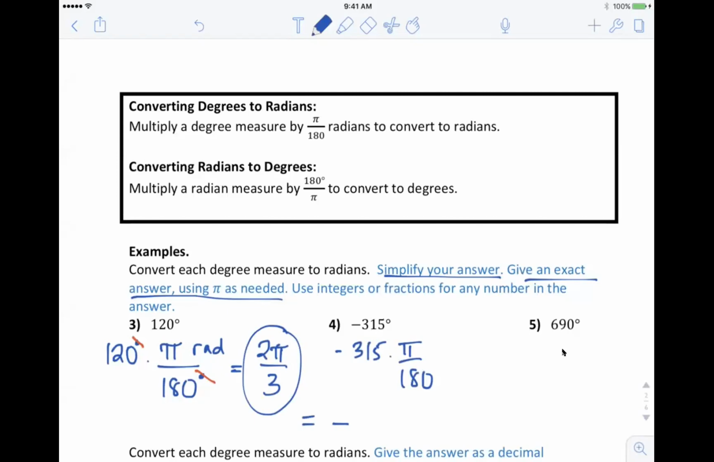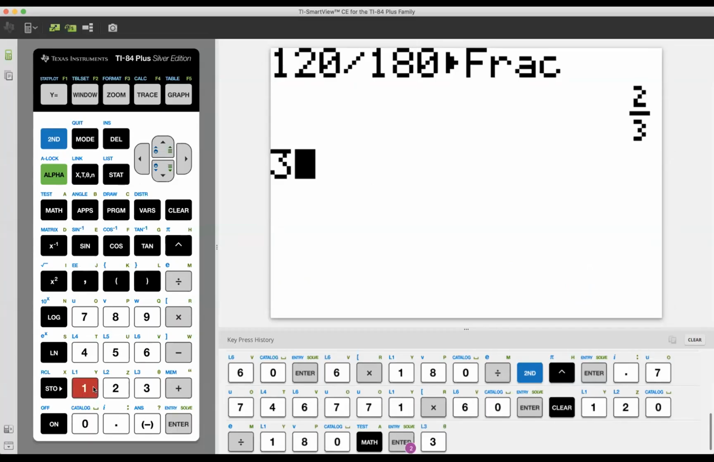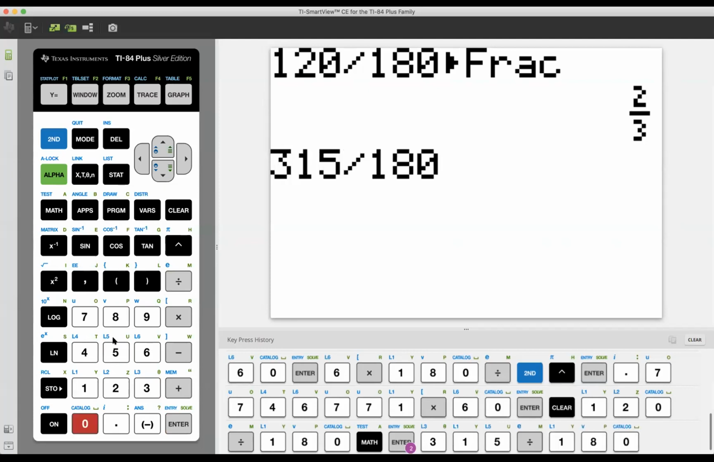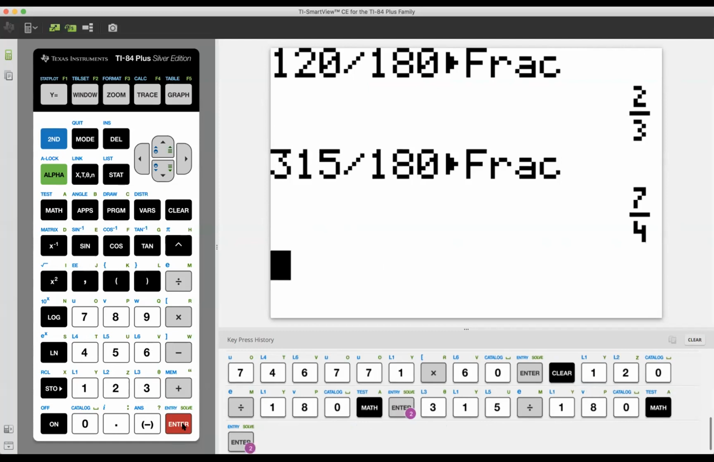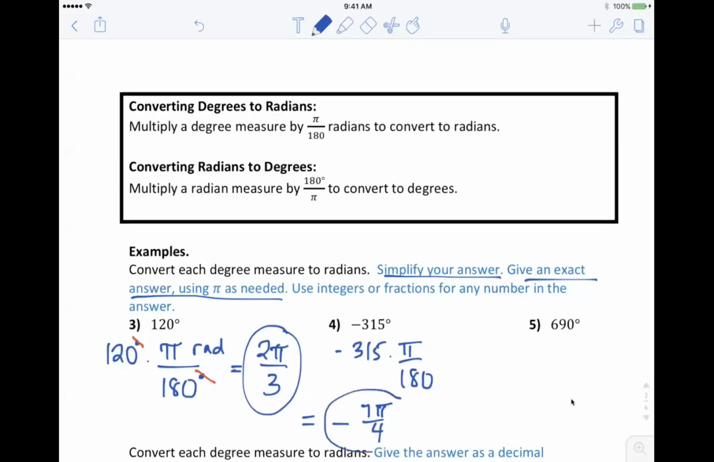And I know what happens. The degrees cancel. I'm left with radians. So this one is just about reducing that fraction 315 over 180. I'll do it one more time with the calculator. So 315 divided by 180. Don't hit enter, hit math, enter, 7/4. Okay, and that's pretty neat. So this one's going to be negative 7 pi over 4.